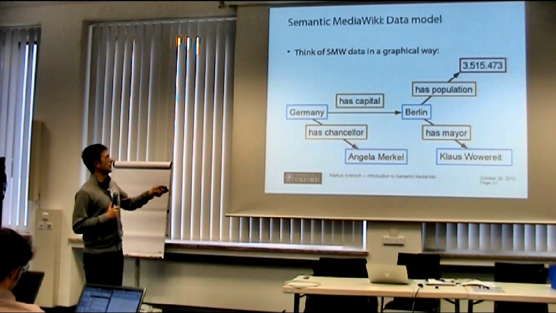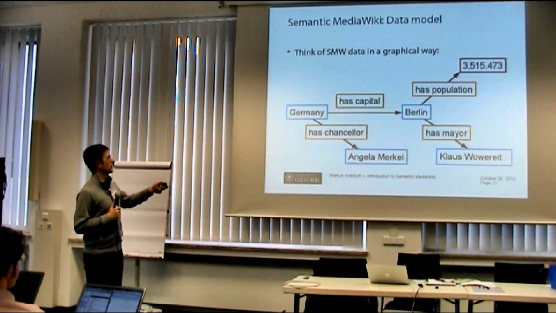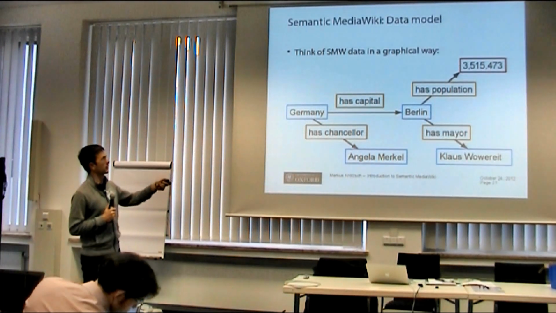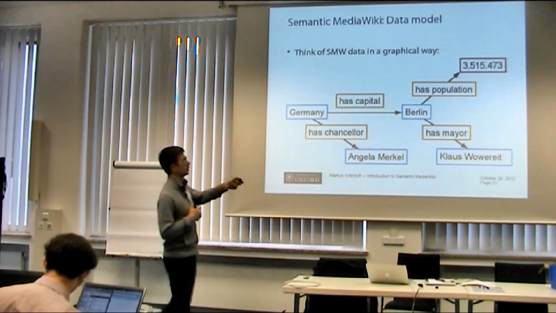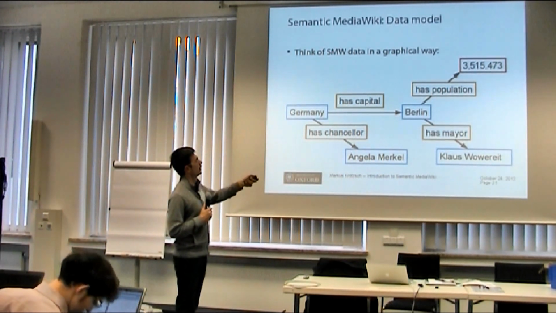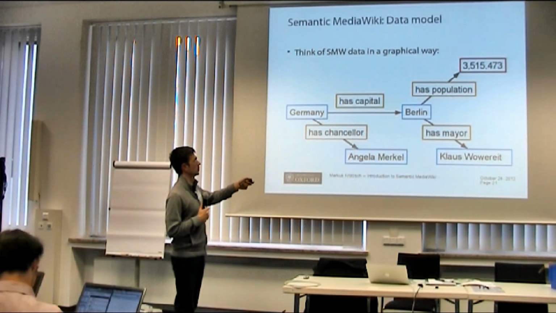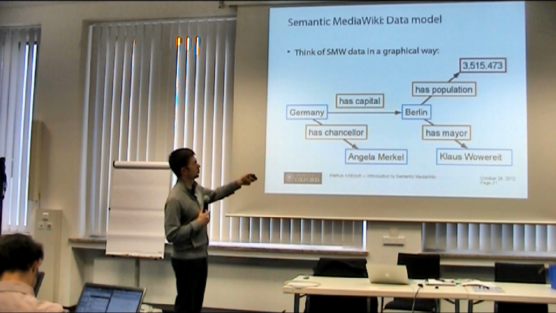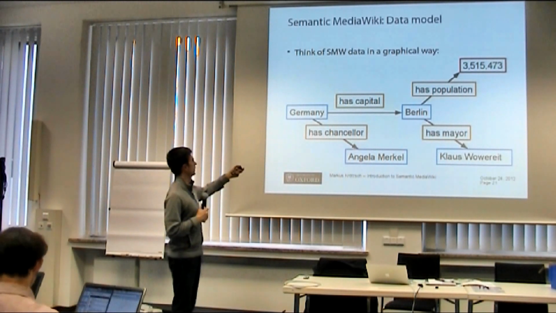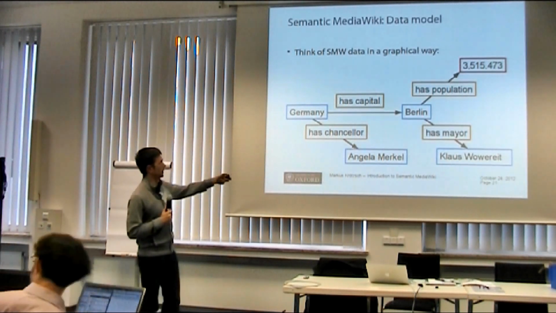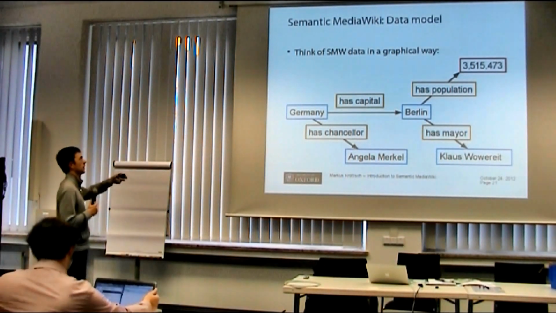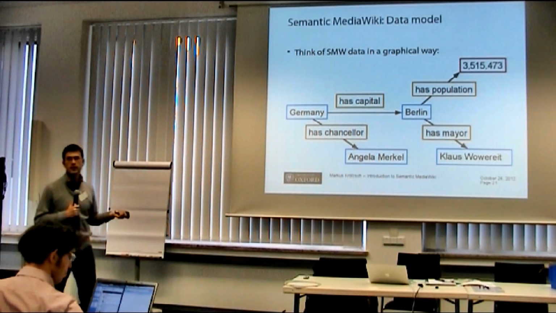Importantly, however, these annotations, as we call them, so these property value pairs, are always associated with the page that they belong to. So if I want to change the information I've stored about Berlin, I would go to the article on Berlin, and it would allow me to edit these two things here. Whereas the has capital relationship between Germany and Berlin is coming from Germany, so it would be found on the article of Germany. That's a very important principle in Semantic MediaWiki.